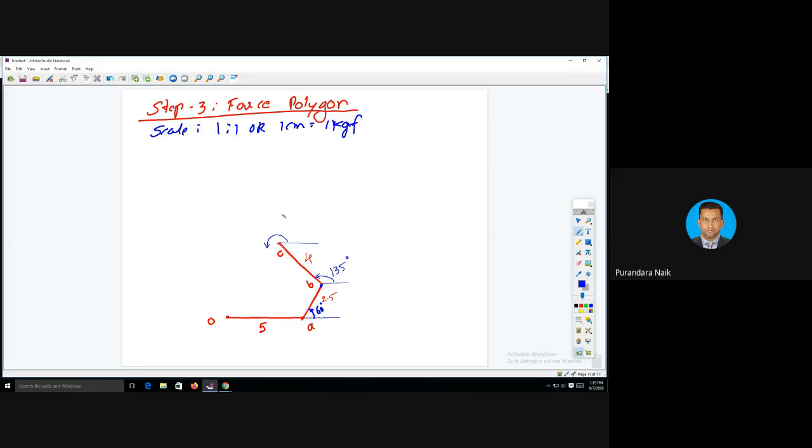210 degree. Yeah, we have measured 210 degree. Just draw a line. We don't know the length of the line, that's why you need to just draw the line. I'm going to draw it like this. I don't know the length of the line, so I'll just draw a long line.